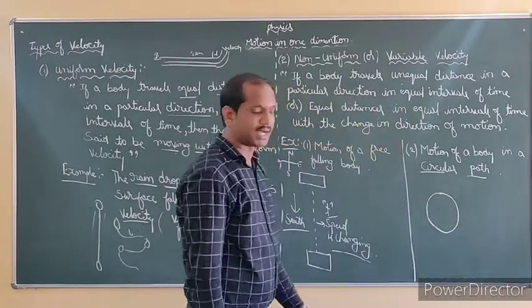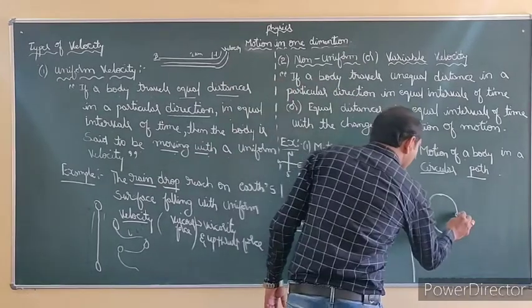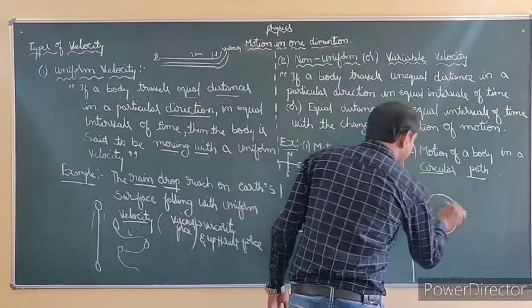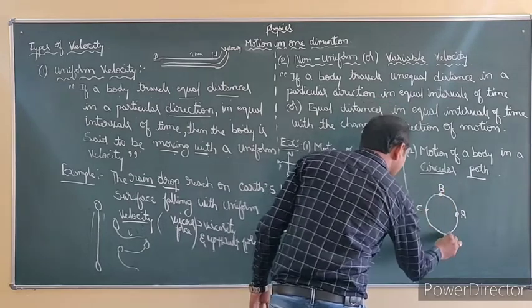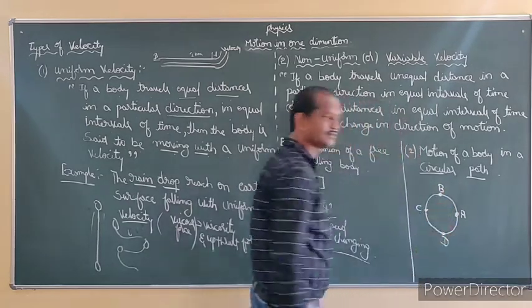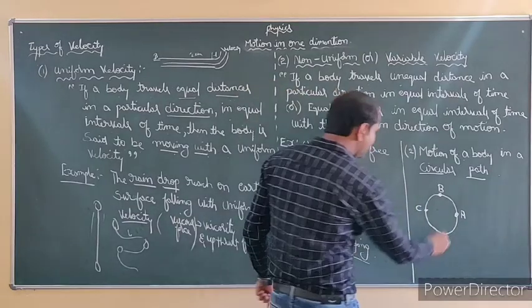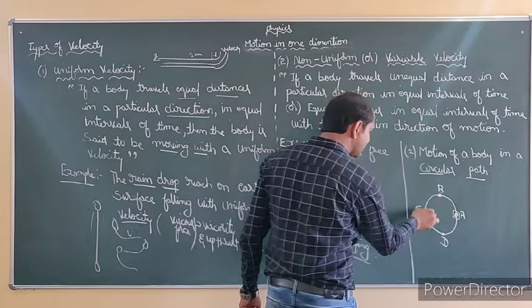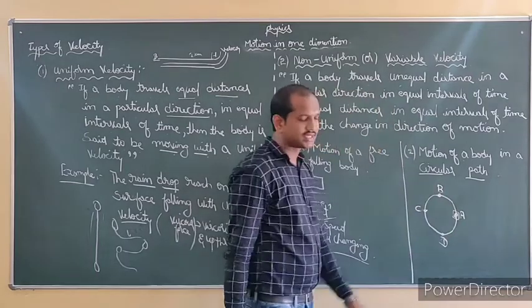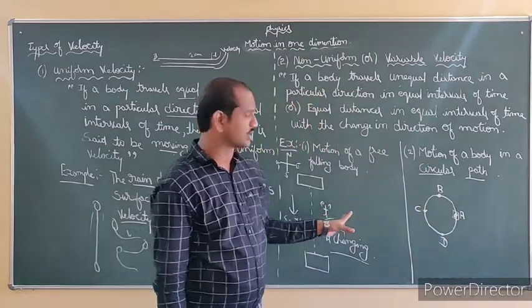So in the same way, let us now take the motion of a body on a circular path. Consider this is a circular path. The body is here at a time. Let me take four places: A, B, C, and D. Now the body is moving from A to B, then B to C, C to D, and back to A. This is the condition I am taking.